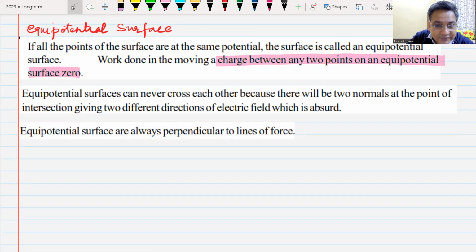Thank God. U is not for umbrella corporation. U is for electrostatic potential energy.